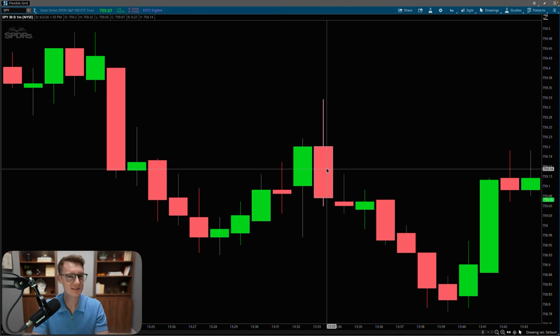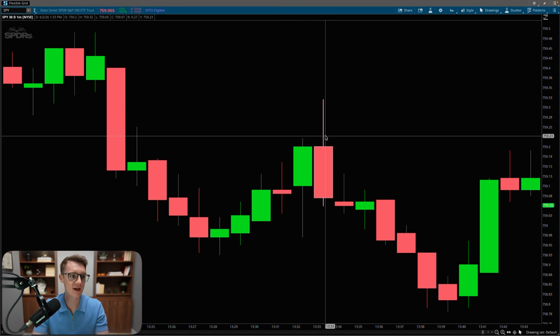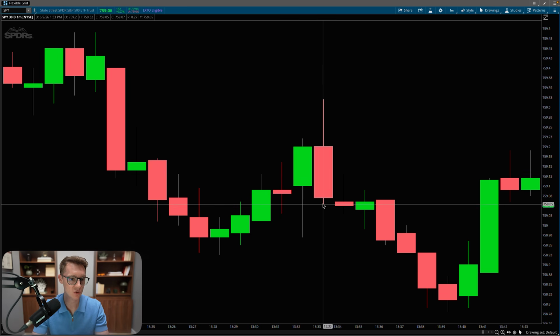Now, every candle is going to look a little bit different. Some are going to have much larger wicks. Some are going to have shorter wicks.